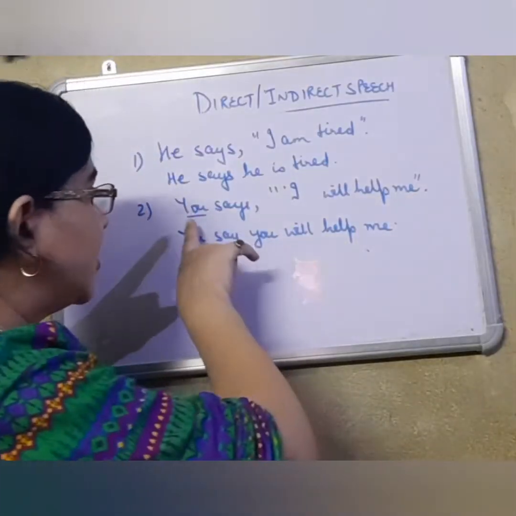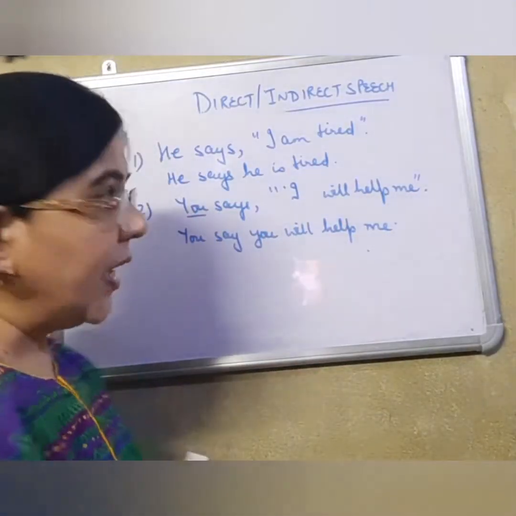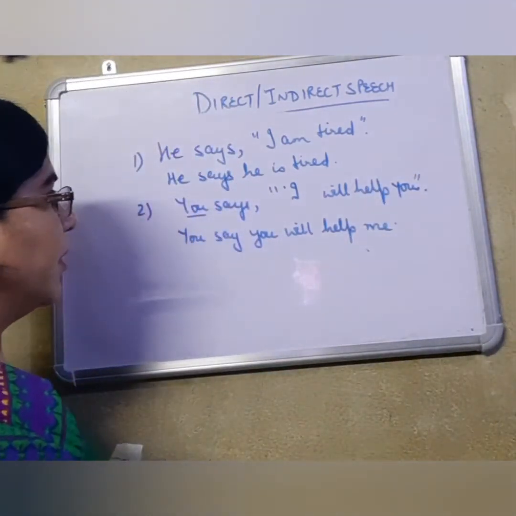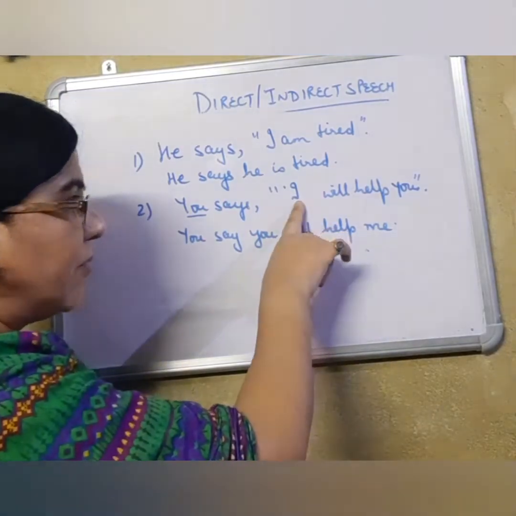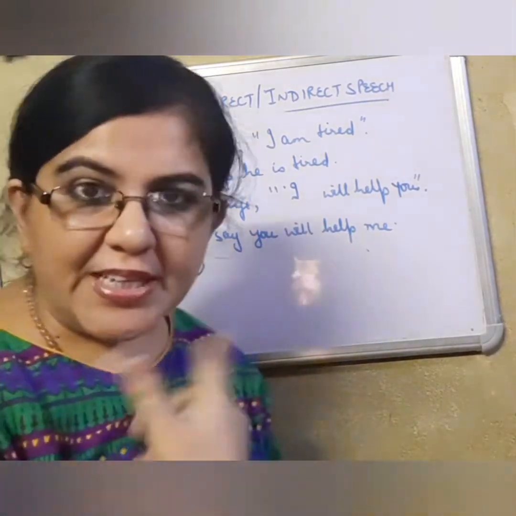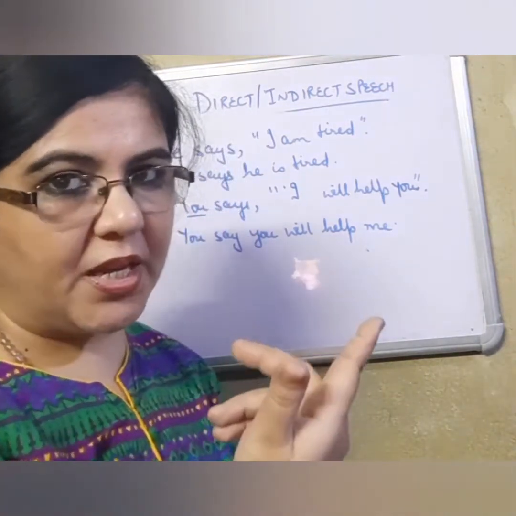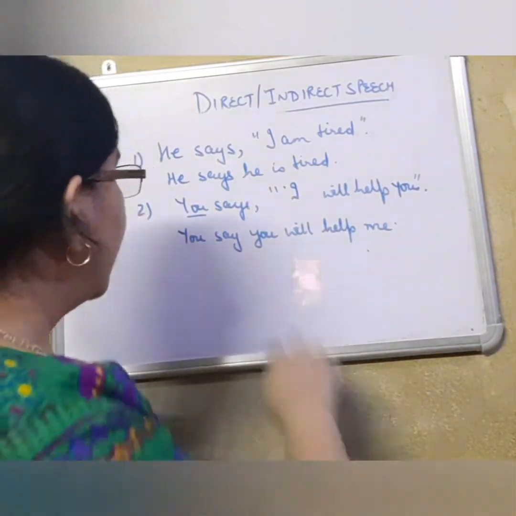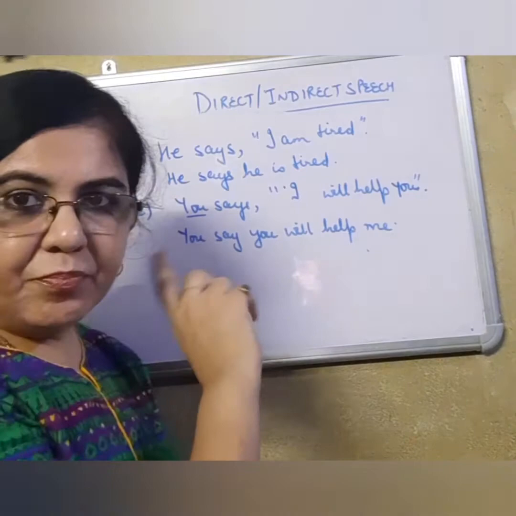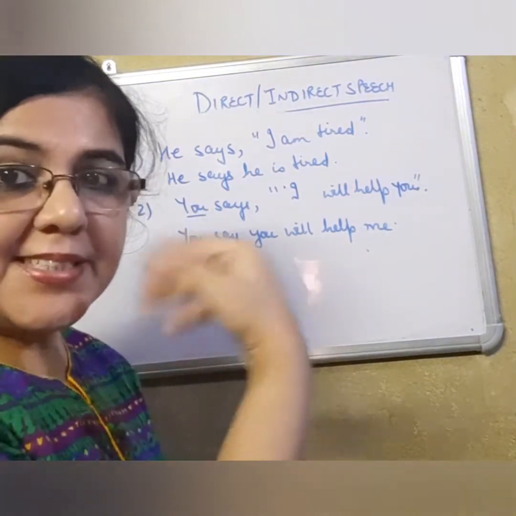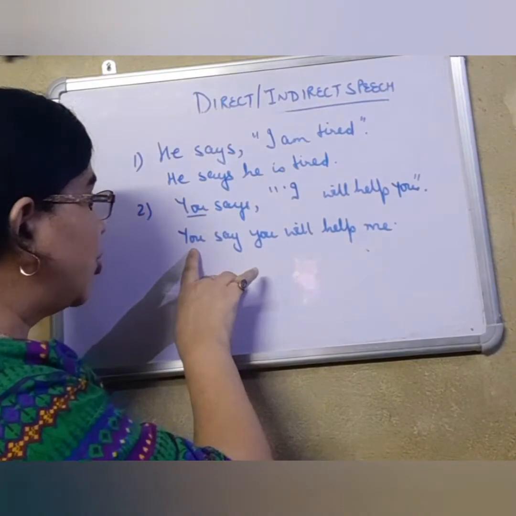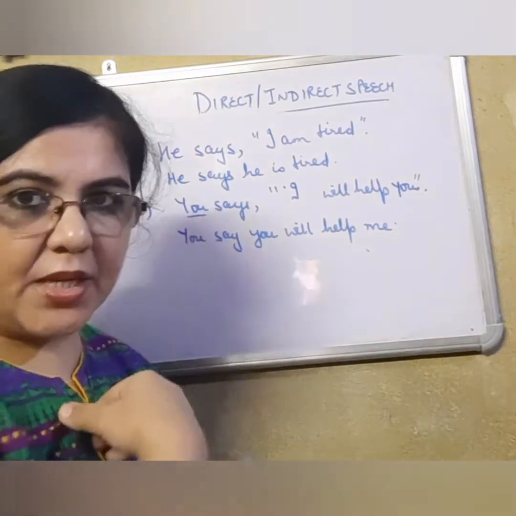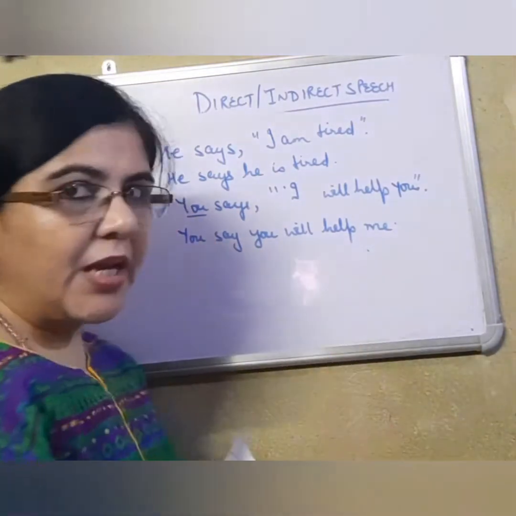Now let's look at this sentence. You say, I will help you. Right? So, I will be converted. I is what? It is the first person because he is speaking from his mouth. But when you are converting it into indirect speech, then you will be converting it according to the subject. The subject is in second person. So you will say, you say, you will help me. We are considering the you from the other, he is telling to me. You say, you will help me.